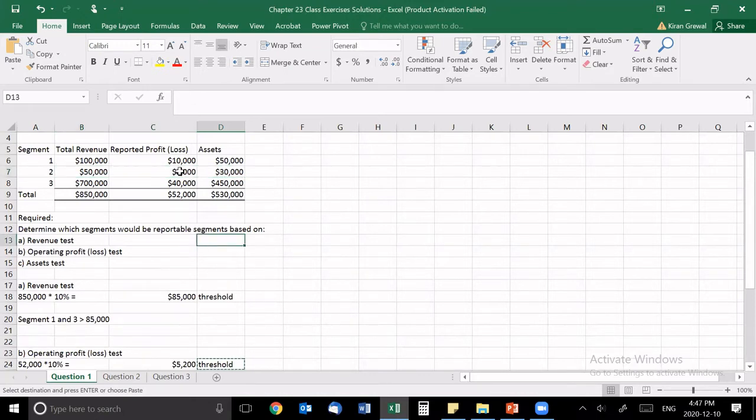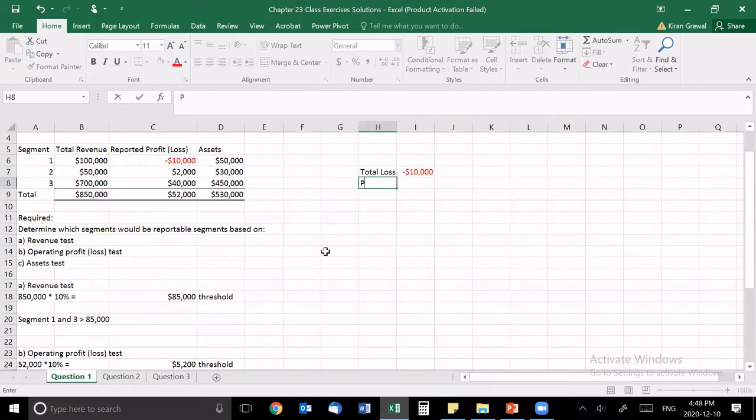If I change this up a little bit, so I had said the greater of either the total profit or the total loss. So if, for example, segment 1 had a loss of 10,000, then to do the operating profit or loss test, we would add up the total loss. I'm just showing you if there was a negative in there. So the total loss, there's only one, is 10,000.